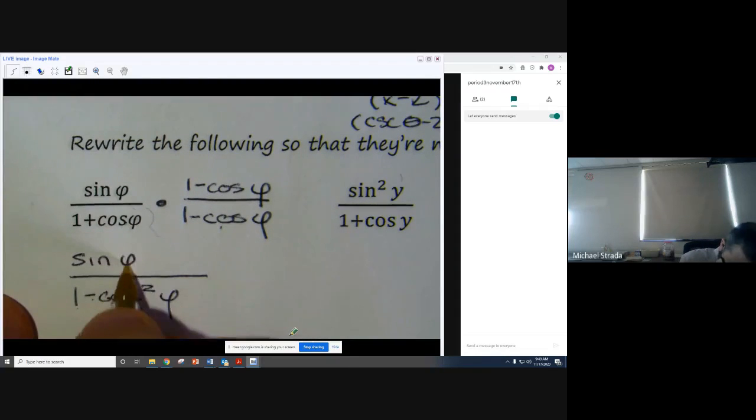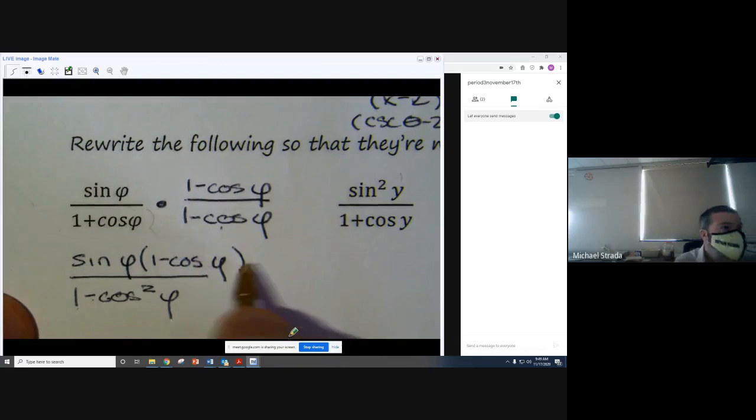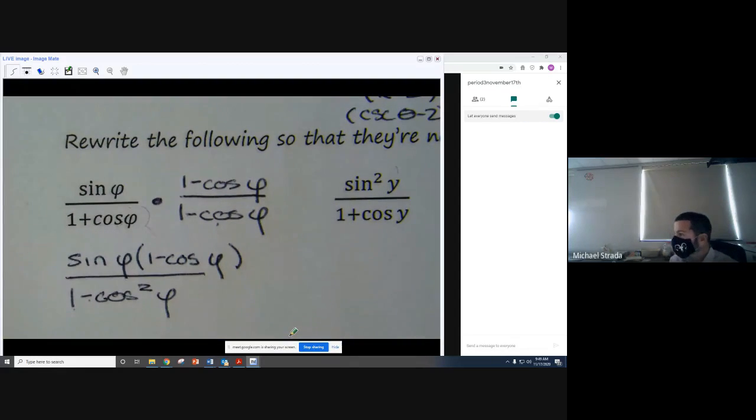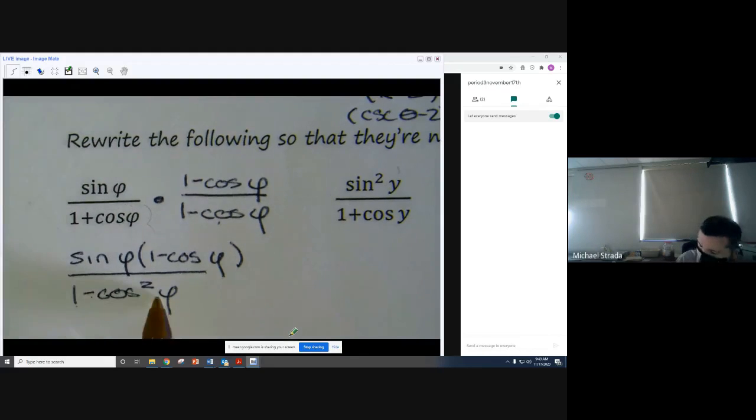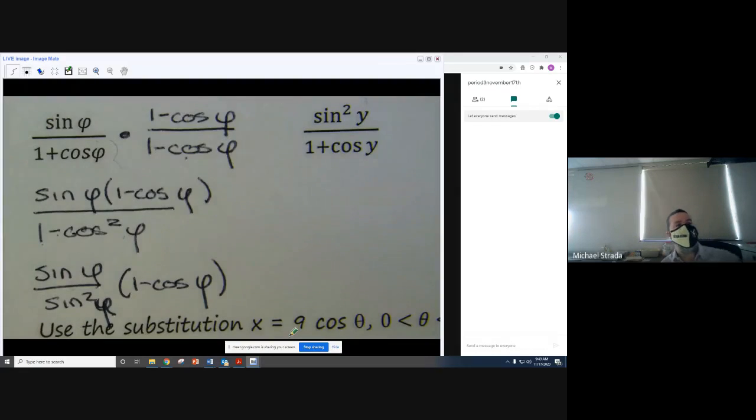Now the top: sine of that symbol times 1 minus cosine of that symbol. When you multiply the conjugate, I would hold off on distributing up top, because 1 minus cosine squared is equivalent to sine squared. This becomes sine of that over sine squared of that times 1 minus the cosine of that. So that's all it becomes.